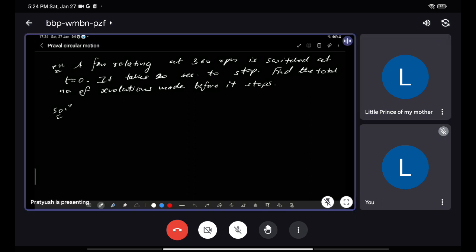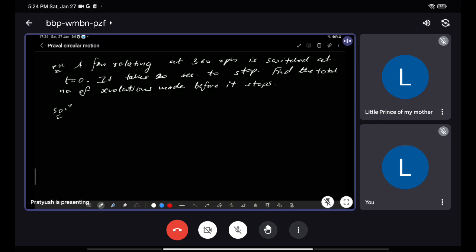Fine. Equations of motion, we can do it. Fan rotating at 360 rpm. So 360 rotations per minute is our angular velocity. Rotations per minute, we will convert into rotations per second. In 1 minute there are 60 seconds, so divide it by 60. So we'll get rotations per second. It takes 20 seconds to stop, which means at time t equals 20, its velocity becomes 0.